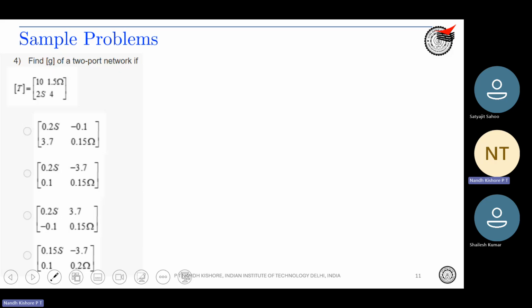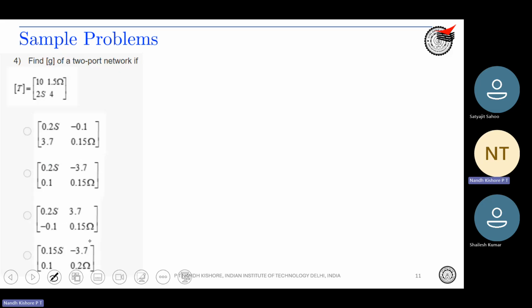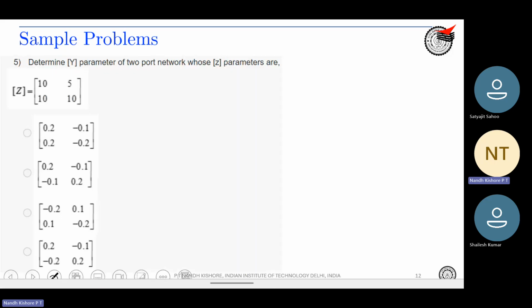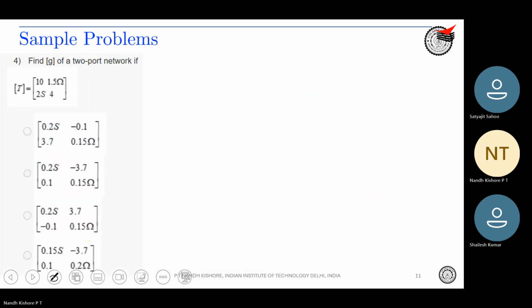Okay. Since we know that this is a two-port network represented by ABCD parameters, you have A is equal to 10, B is equal to 1.5, C is equal to 2S, and D is equal to 4. Correct? Okay, so this is on one side.